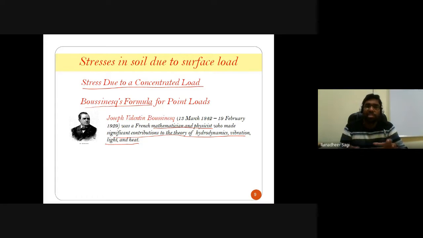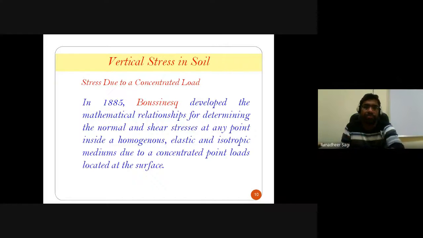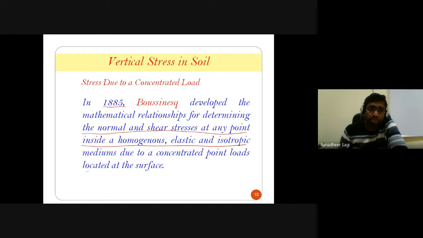He is the person who is responsible for developing this stress increment expression, which is later called Boussinesq's formula for point load. So around 1885, Boussinesq developed the mathematical relation for determining the normal and shear stresses that are developed in the soil at any point inside a homogeneous, elastic, and isotropic medium due to a concentrated point load located at the surface.